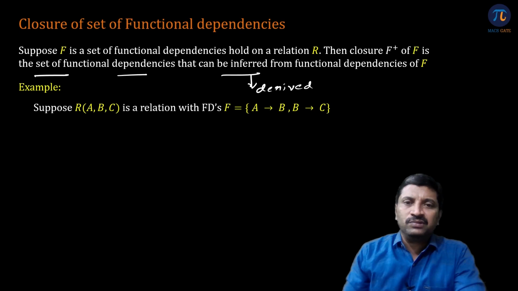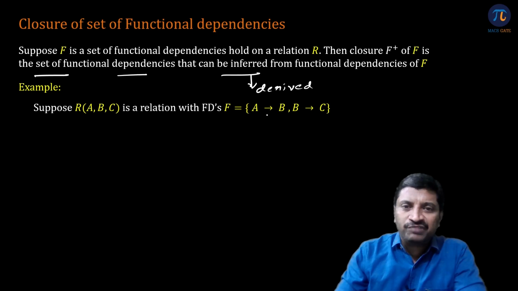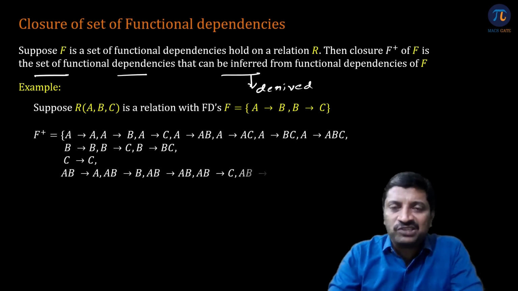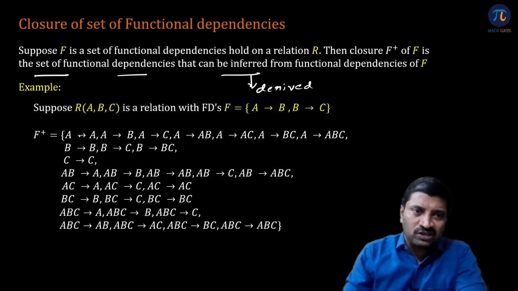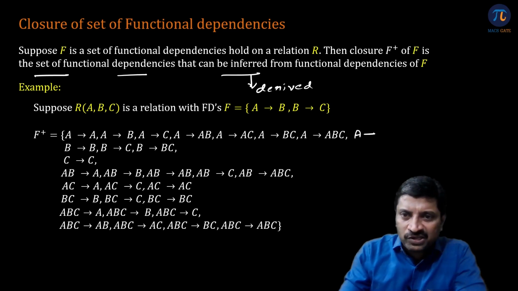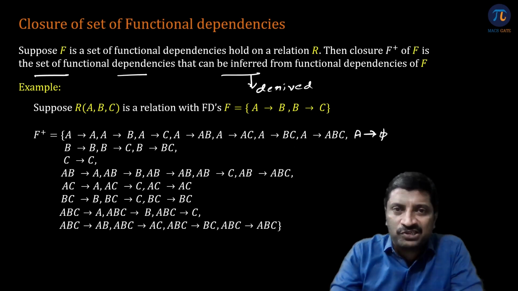For example, in the previous slide, we have seen a relation with three attributes and two functional dependencies, A implies B and B implies C. And if you work out the entire problem, these are the possible functional dependencies for the given problem. So please observe here, sir, this one we have already solved. A implies A, A implies B, A implies C, A implies AB, A implies AC, A implies BC, A implies ABC. Here I have not mentioned A implies empty because we are not deriving any attribute. So that's why I didn't mention it, sir. If you want, you can write it also. Is that clear, sir?